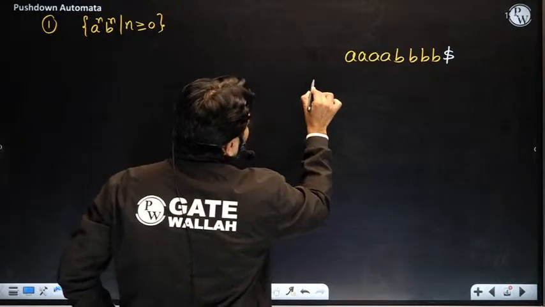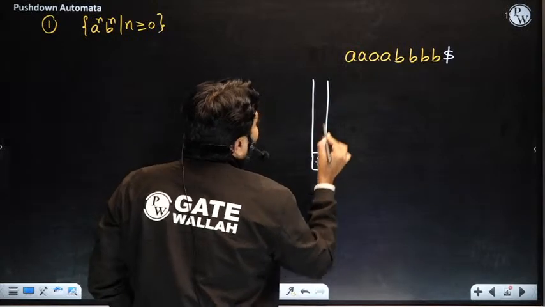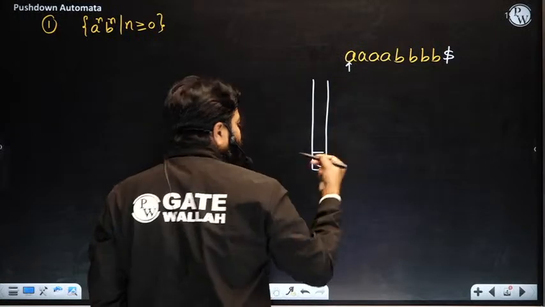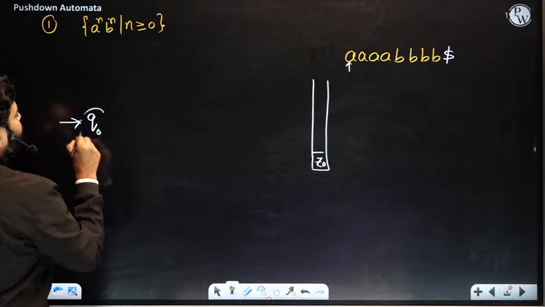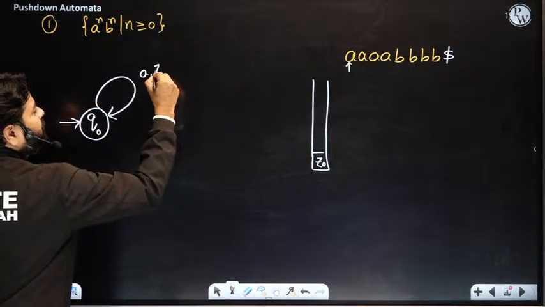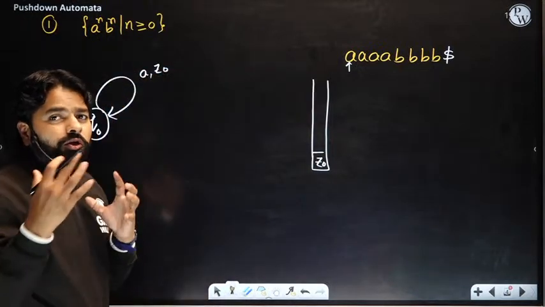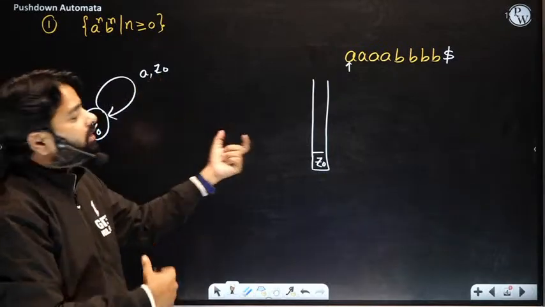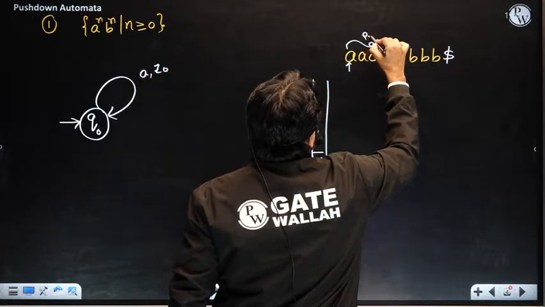Now initially, on this stack what do you have? Z0, and when you read A, the first combination is A comma Z0. That's why in the machine, from the initial state, we have a self loop A comma Z0. What is the meaning of A comma Z0? A is the input, Z0 is the top of the stack. What do you want to do, pop or push or skip? I want to push, because I want to remember these A's. I want to push all of them as they are.